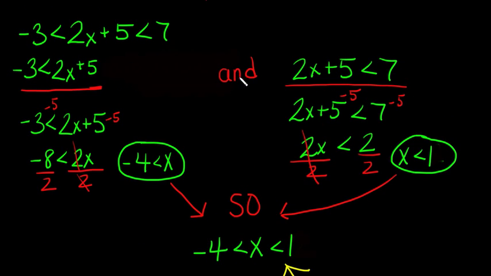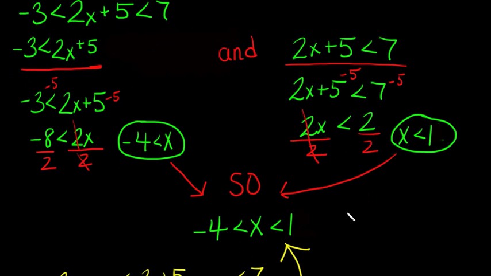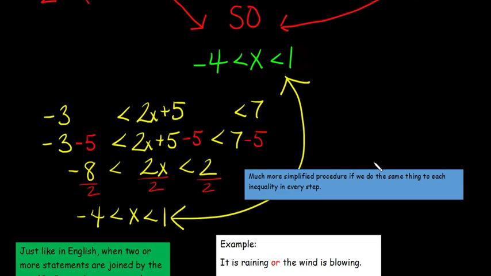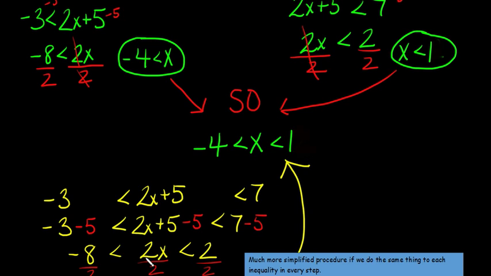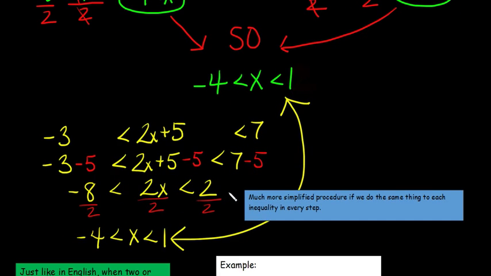Now, because of this word and, I can simplify this instead of separating it into two equations. Not equations, I keep saying that, I'm so sorry. Inequalities. Let me show you a little simplified version of doing what we did up here. I tried to do it in yellow. A much more simplified procedure is right here if we do the same thing to each inequality in every step.